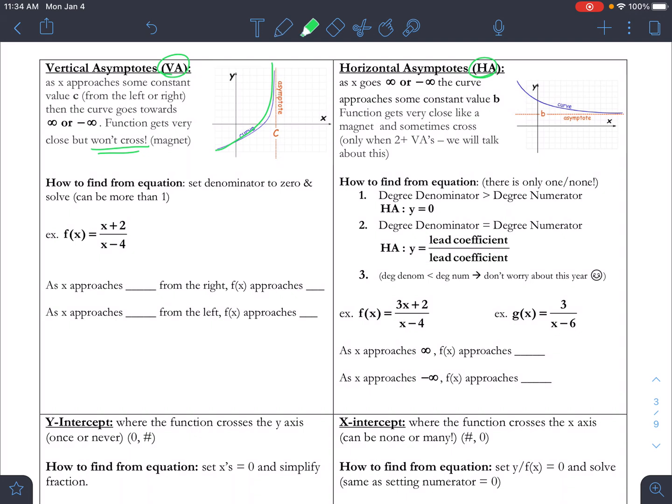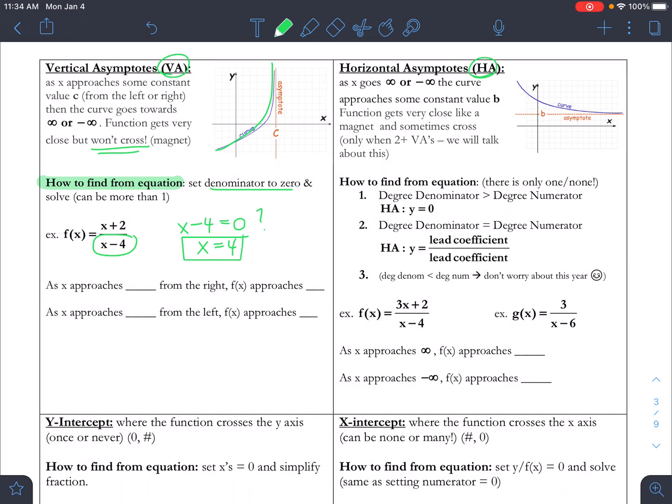And the way you find this, an important part we're going to be using, is how you find this from an equation. There can be more than one. You set the denominator equal to 0. So when is x minus 4 equal to 0? When x is equal to 4. So that would be my vertical asymptote.